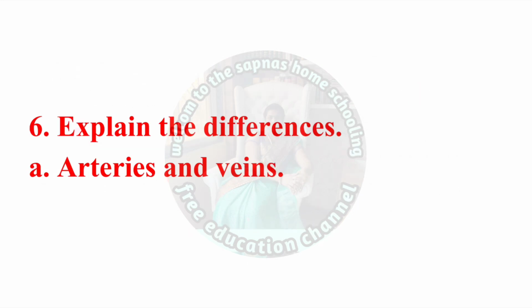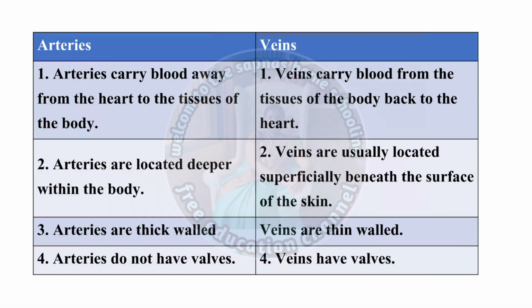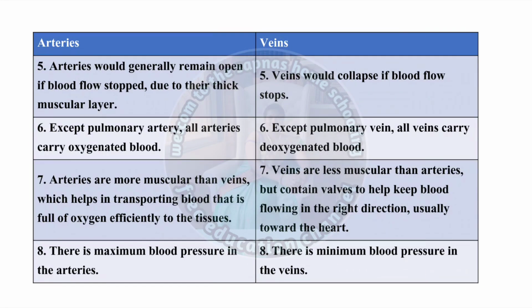A. Arteries and veins. Arteries carry blood away from the heart to the tissues of the body, and veins carry blood from the tissues of the body back to the heart. Arteries are located deeper within the body. Veins are usually located superficially beneath the surface of the skin. Arteries are thick walled, veins are thin walled. Arteries do not have valves, veins have valves.